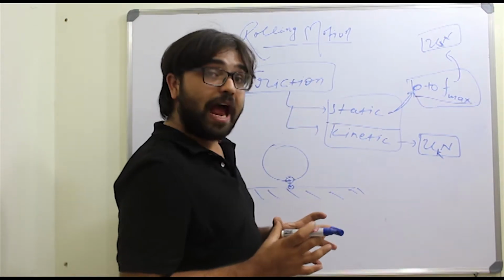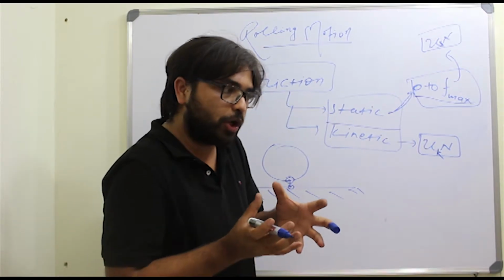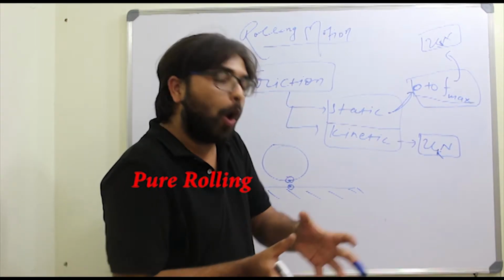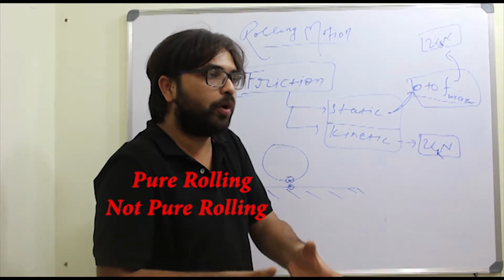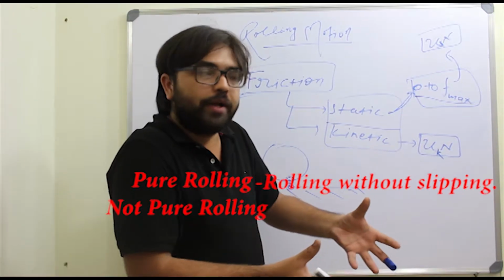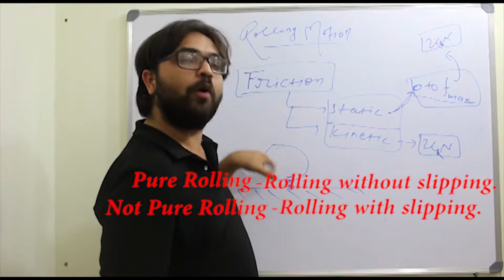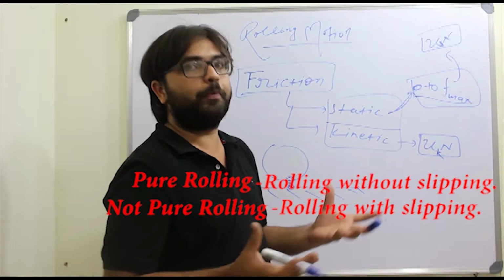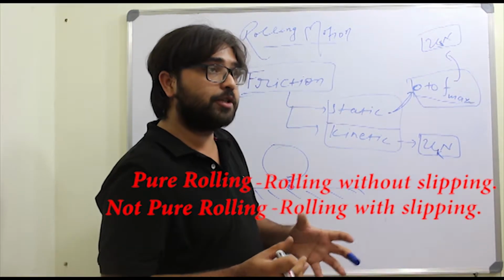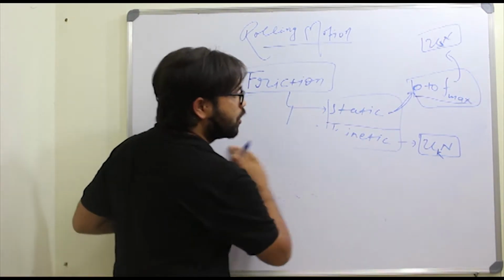So whenever it is given that anything is pure rolling, let me tell you the meaning of pure rolling and not pure rolling. Pure rolling is when it is rolling without slipping. Not pure rolling is when it is rolling with slipping. Whenever it is rolling in such a way that it is also slipping, that is the case of not pure rolling, or simply rolling with slipping. And whenever it is rolling in such a way that it is not slipping, that is the case of pure rolling. Now let me give you some examples of this scenario.